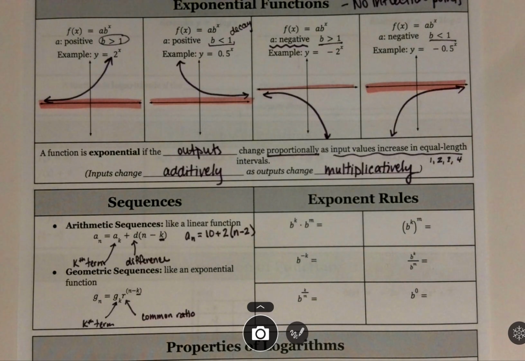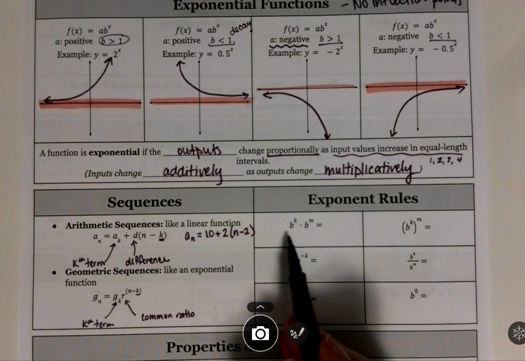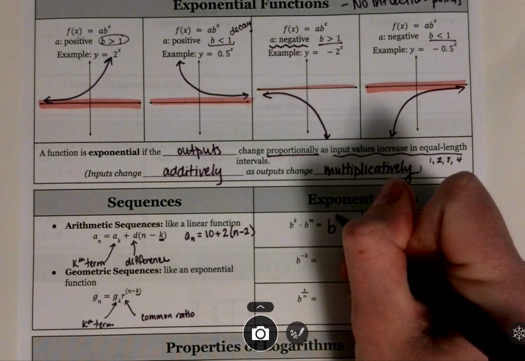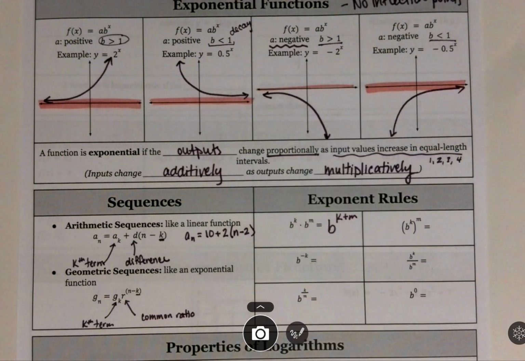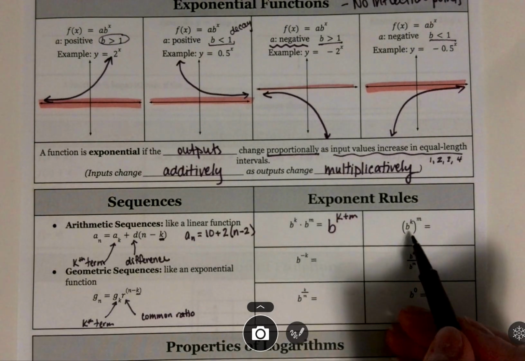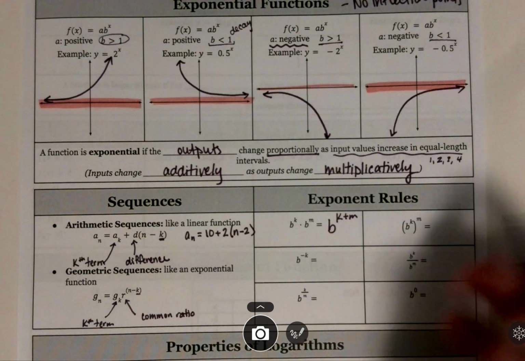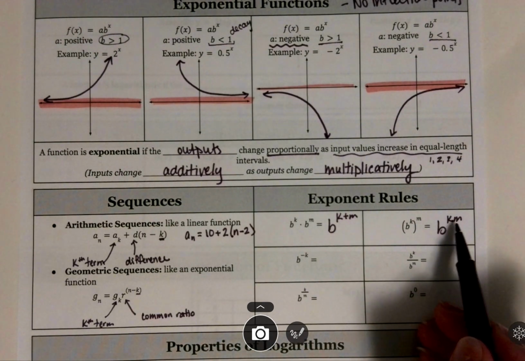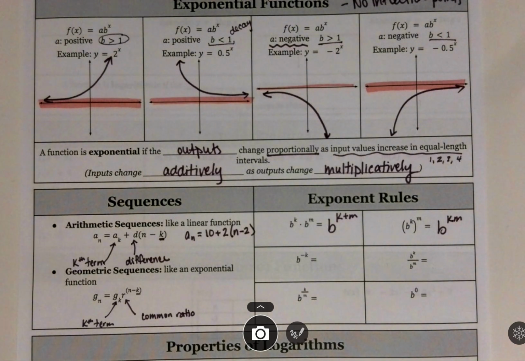Then we're going to look at exponent rules. If I am multiplying two terms with the same base, I want to add my exponents. So this would become b to the power of k plus m. When I have a power raised to another power, I want to multiply my exponents. So the two exponents are smushed together to demonstrate that multiplication.